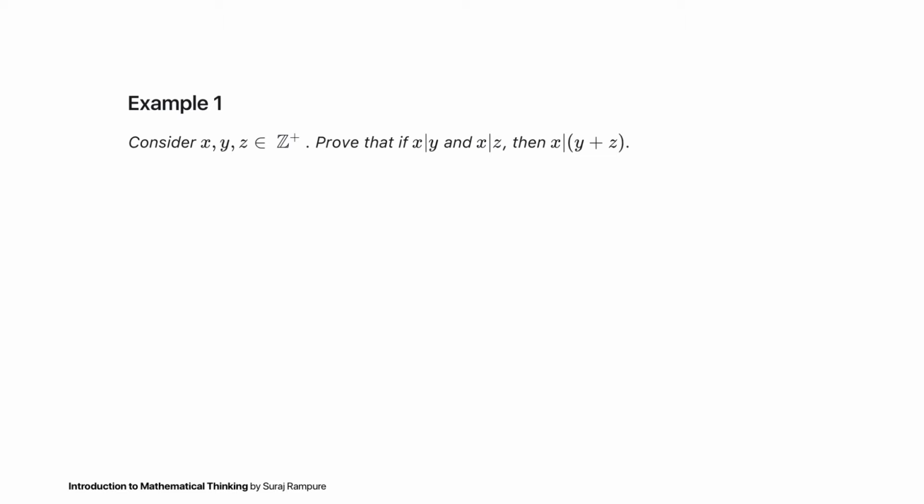Sound good? Okay. So we're given that x, y, and z are positive integers. Okay, that's what the fancy Z with the plus sign means, positive integers. We want to prove that, okay, can anyone tell me what this x vertical bar y means? Divides, good. So can you maybe provide a more mathematical definition? y equals b times x. Good, good. So this means x divides y. Okay, and of course, the next one means x divides z. So we want to show that if x divides y and x divides z, then x divides the sum of y and z. Sound good?